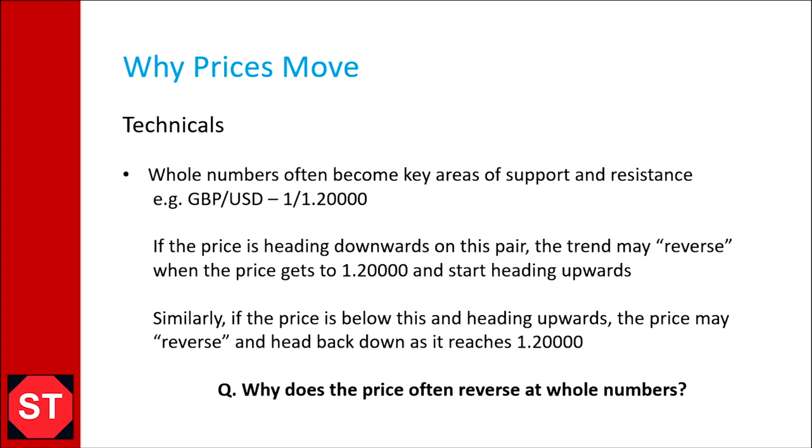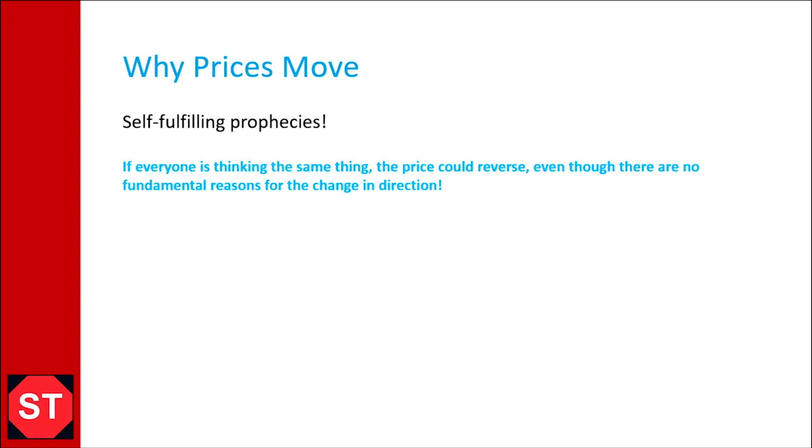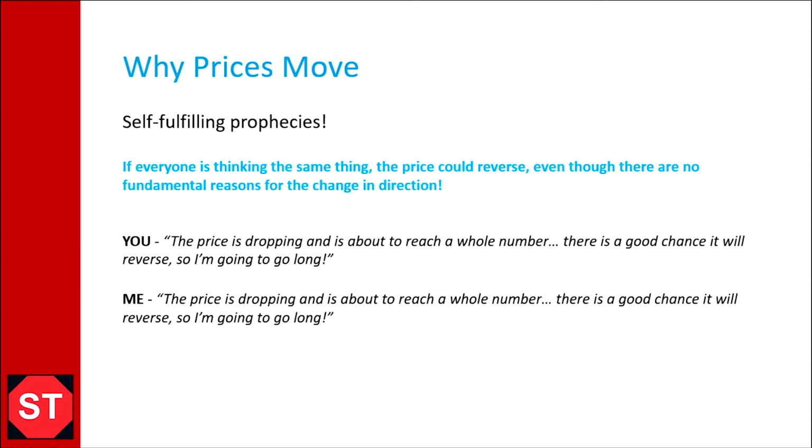Why does a price often reverse at whole numbers? The reason is what's known as a self-fulfilling prophecy. A self-fulfilling prophecy is basically when enough people believe something will happen and act accordingly on that belief, so that the combined belief actually influences the outcome. So basically, if enough people place a trade for the price to reverse at a whole number, then the price can actually change at that whole number.